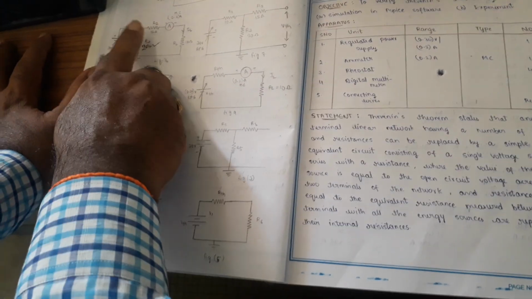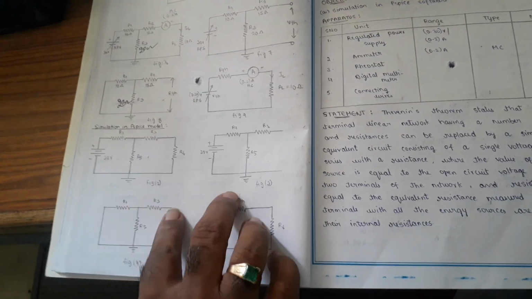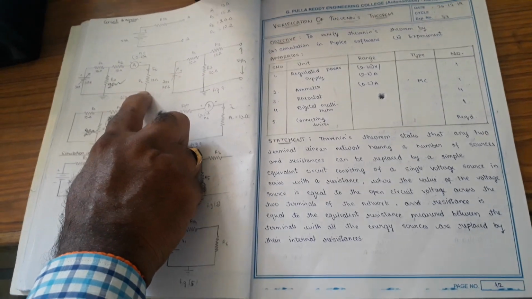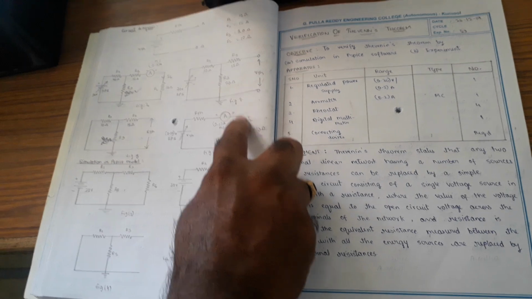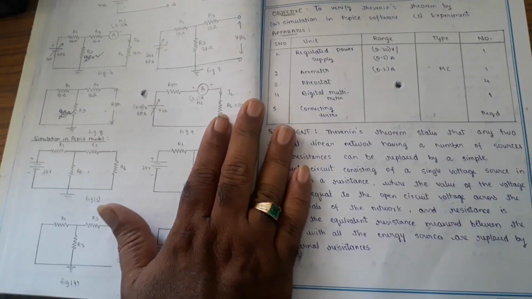Voltage sources must be short circuited and current sources open circuited. Our aim is to find this in the main circuit. In this circuit, the current flowing through the 10 ohm resistance is equal to the current flowing through the 10 ohm resistor when we apply the Thevenin's voltage here. Applying the Thevenin's voltage is nothing but a verification of Thevenin's theorem.